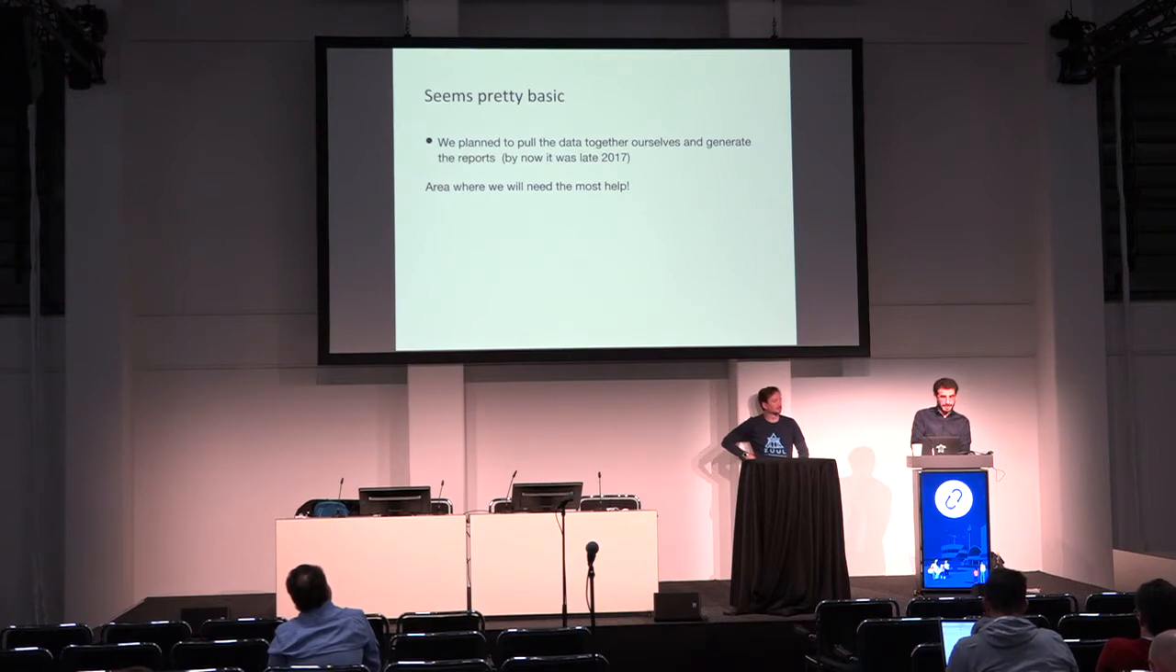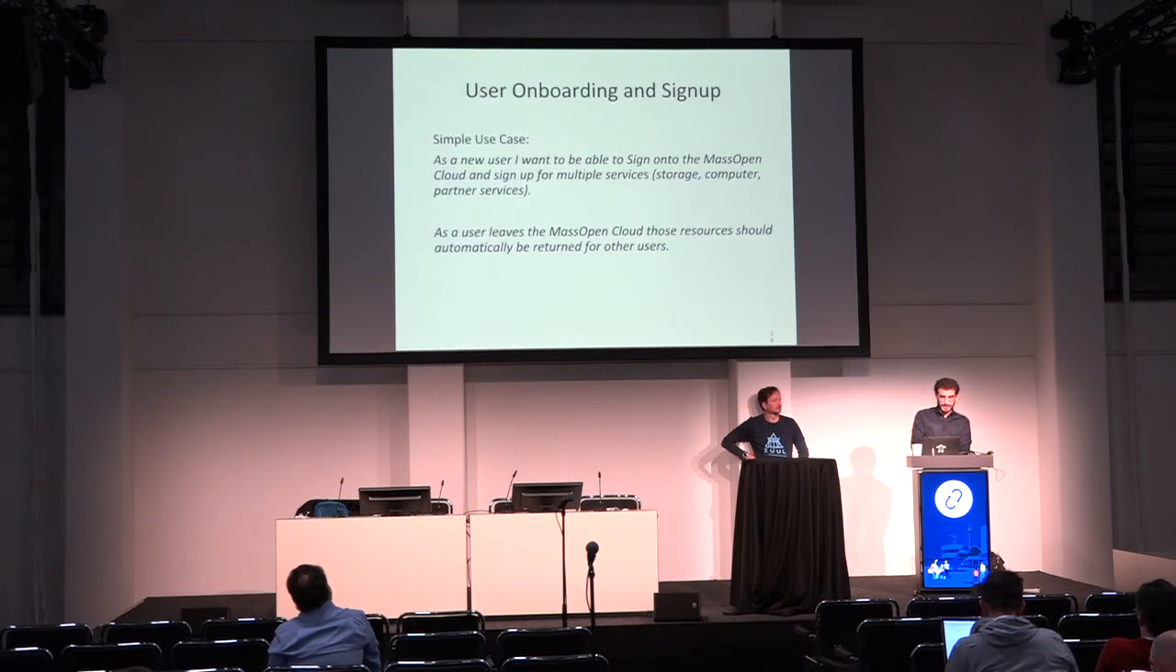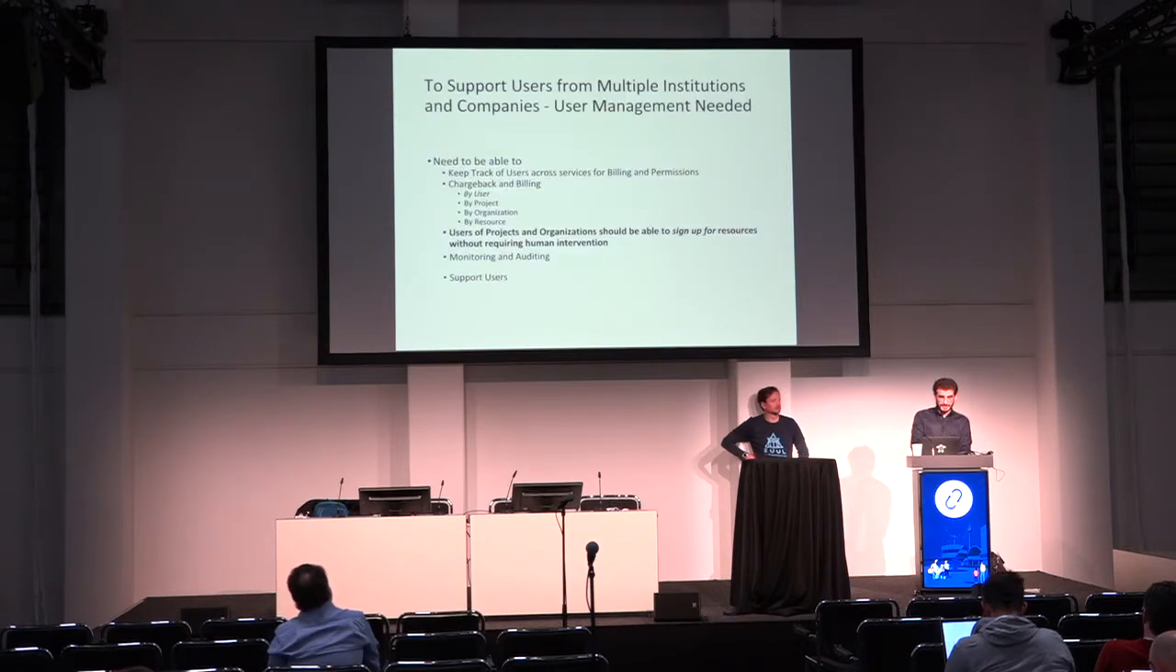Yes, this is the area where we'll need the most help. Then user management system. You as a user, or I as a user, want to go into the Mass Open Cloud, sign up for multiple services, and when I leave, I want my resources to be automatically returned for other users. This is one of the harder problems in OpenStack, especially reclaiming the resources. And this is another area where we should collaborate with the OpenStack community, and we actually have Adrian Terjak here, who developed Adjutant, which should help us optimize or build these workflows into an actual official OpenStack project, rather than yet again reinventing the wheel.